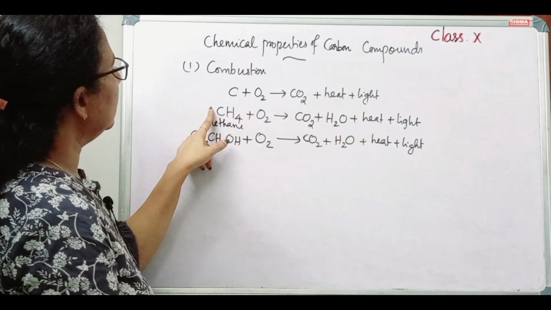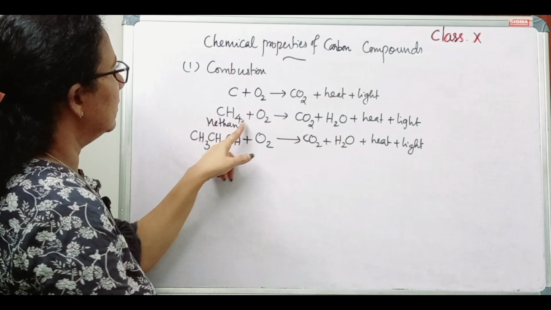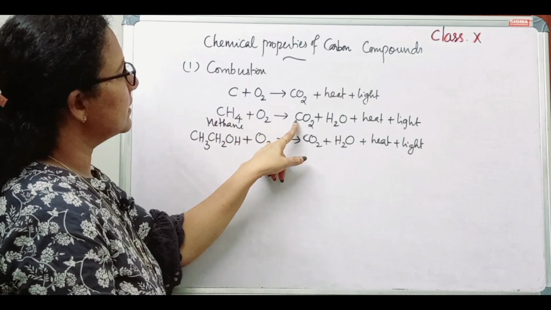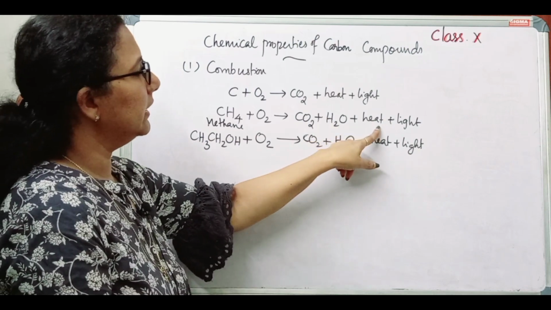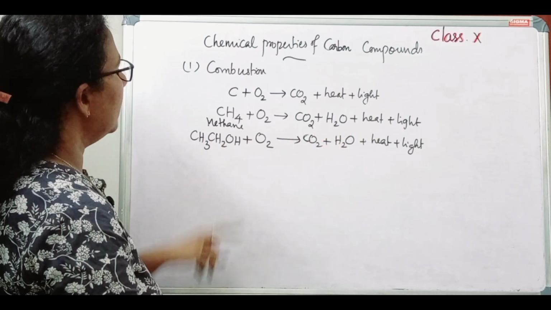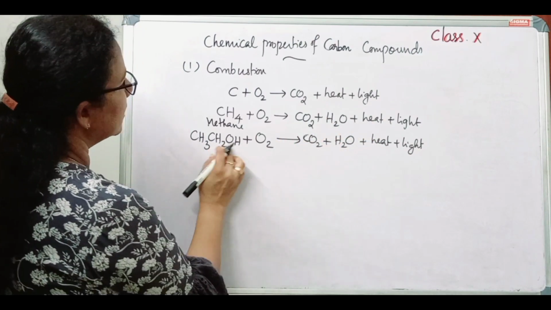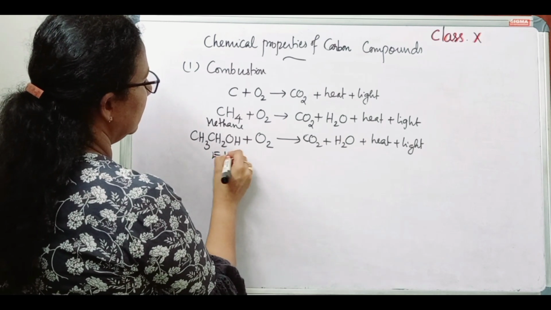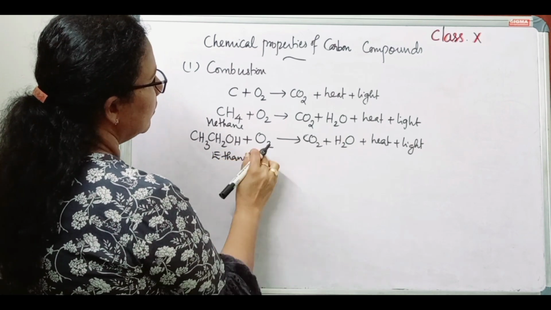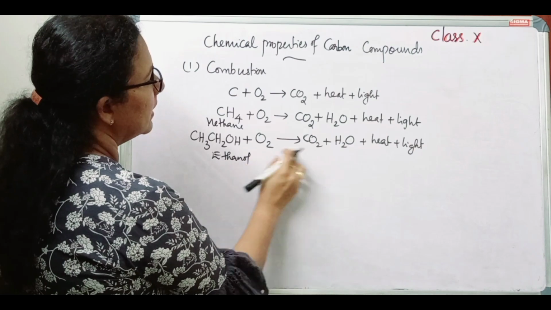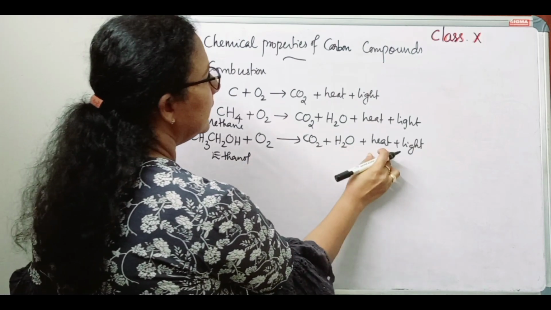Then a carbon compound CH4, that is methane, burns in oxygen, produces carbon dioxide, water, then again heat and light. Then comes another carbon compound, CH3CH2OH, that is ethanol, an alcohol. On burning in oxygen, or combustion, it produces carbon dioxide, water, heat and light.